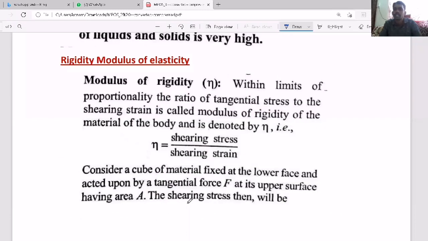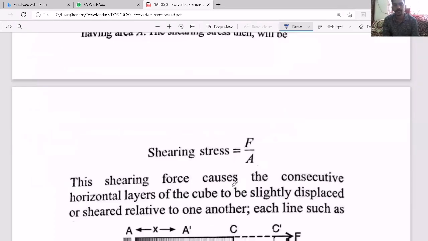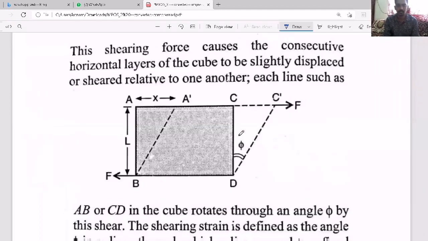One last and final thing for today, that is rigidity modulus of elasticity. Rigidity modulus is nothing but this: when the body is fixed at the bottom and a force is applied parallel to the surface, it gets shifted by some angle. That is called shear strain. And the tangential force per unit area is called tangential stress or shearing stress. So shear stress by shear strain, we call it what? Modulus of elasticity.